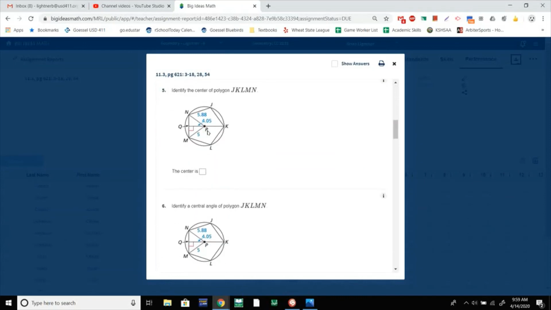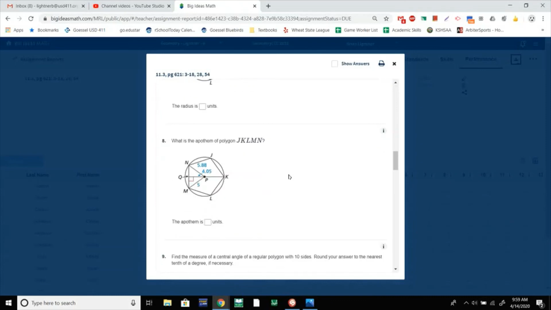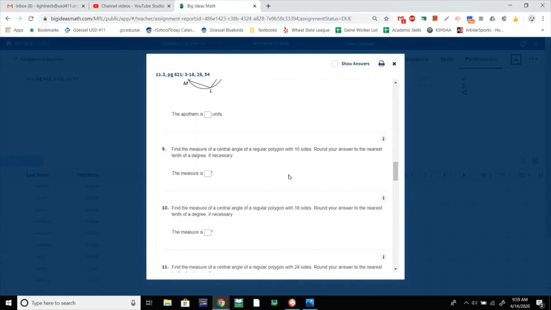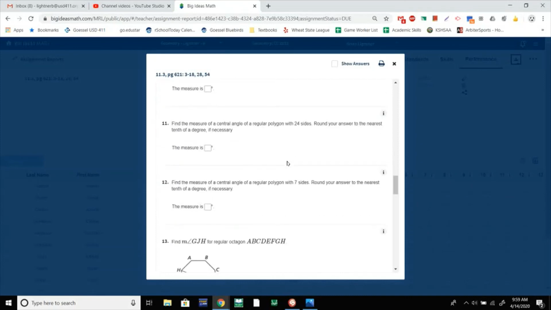So what point is the center? Okay, what is the central angle that they're showing here? You're just identifying parts of the circle. Find the measure of the central angle with the regular polygon 10 sides. Use the formulas that I gave you. This is like questions 3 and 4. Okay, questions 3 and 4.